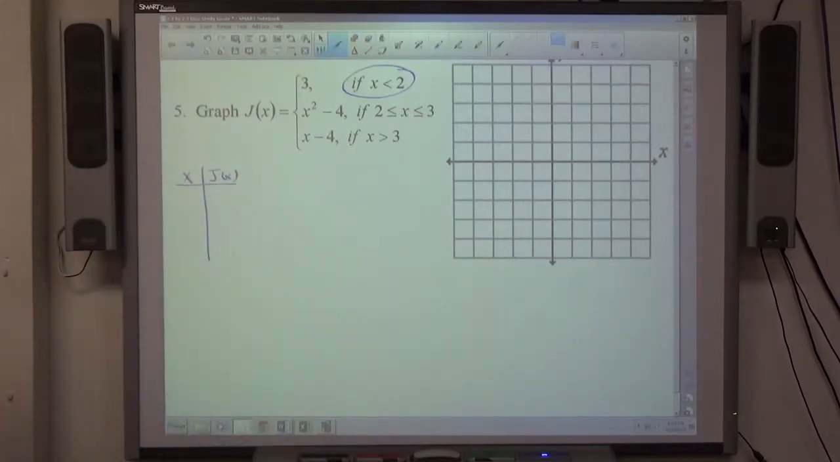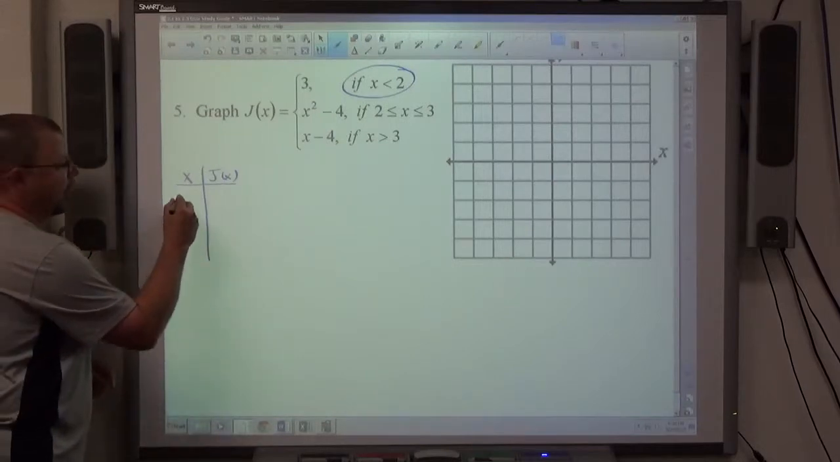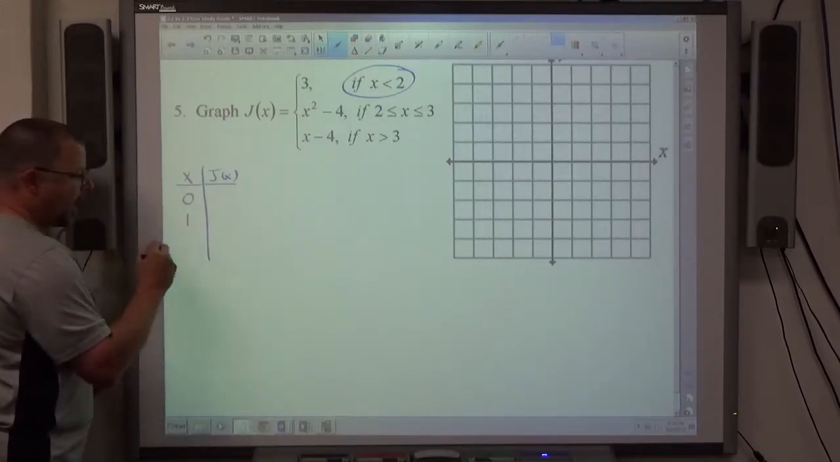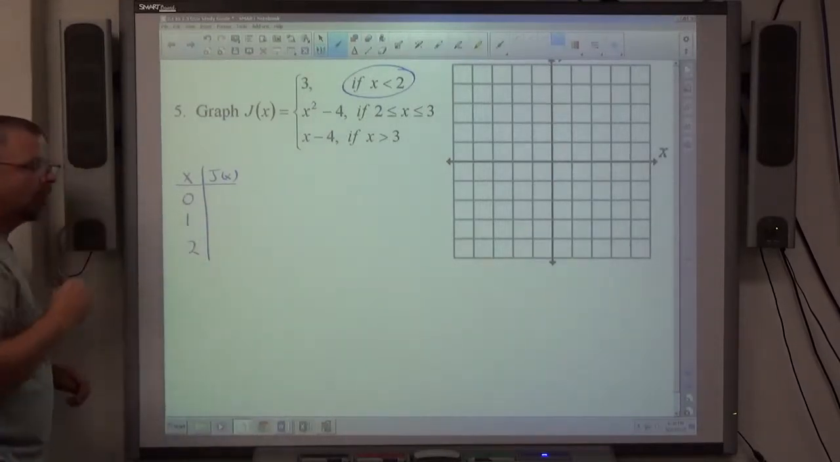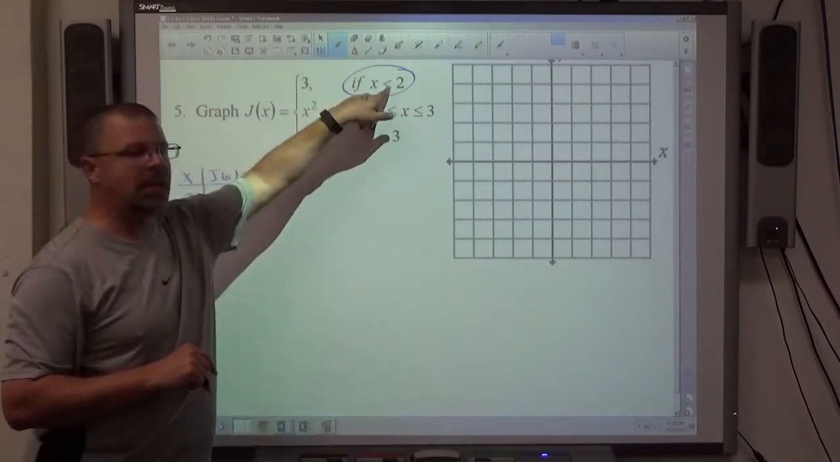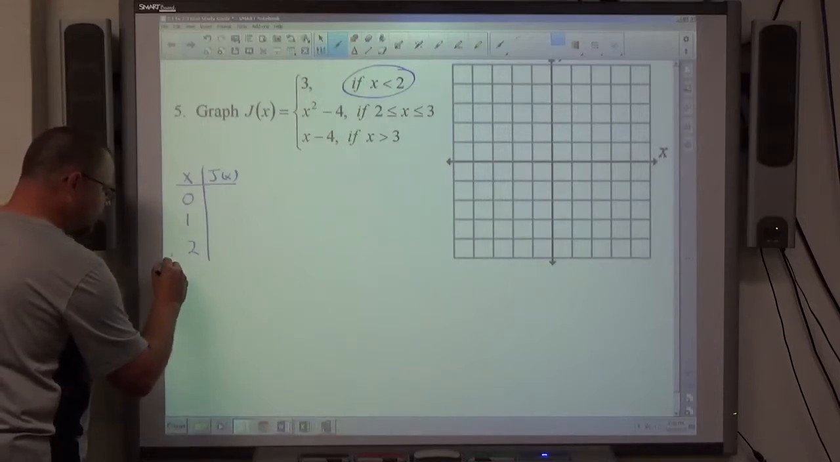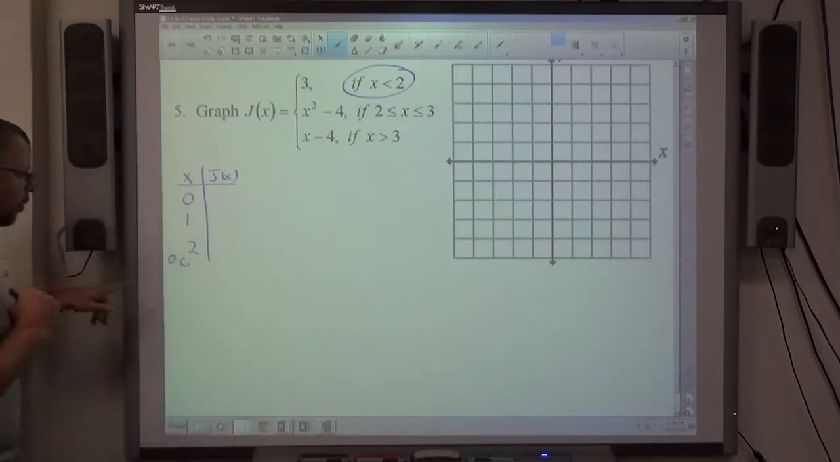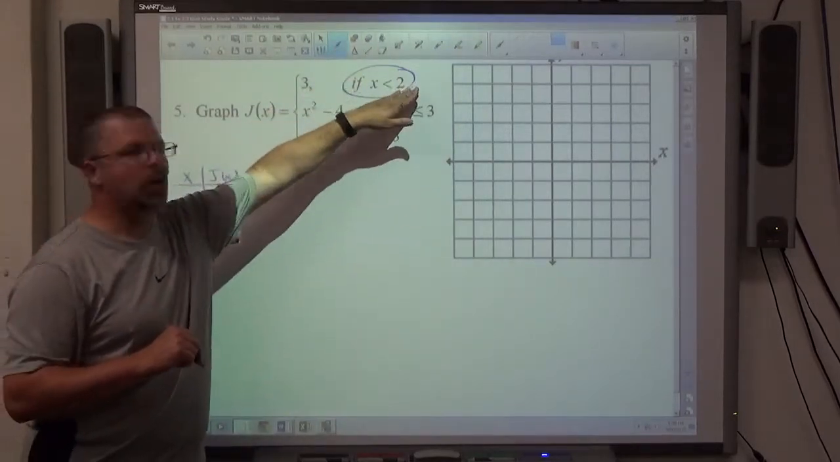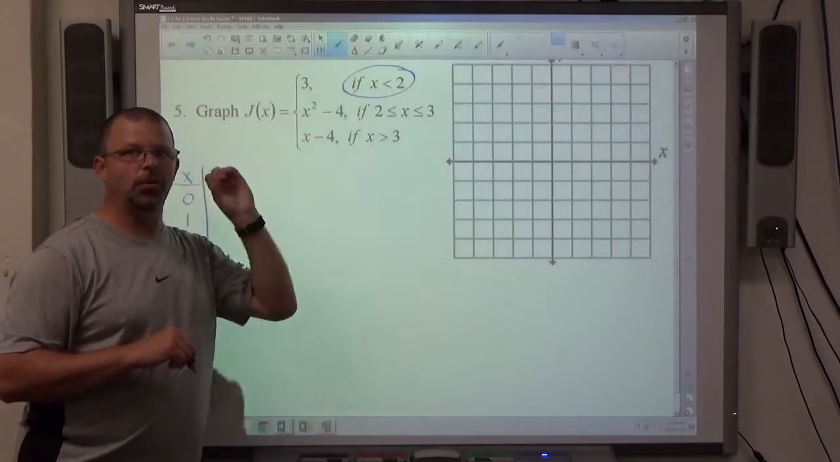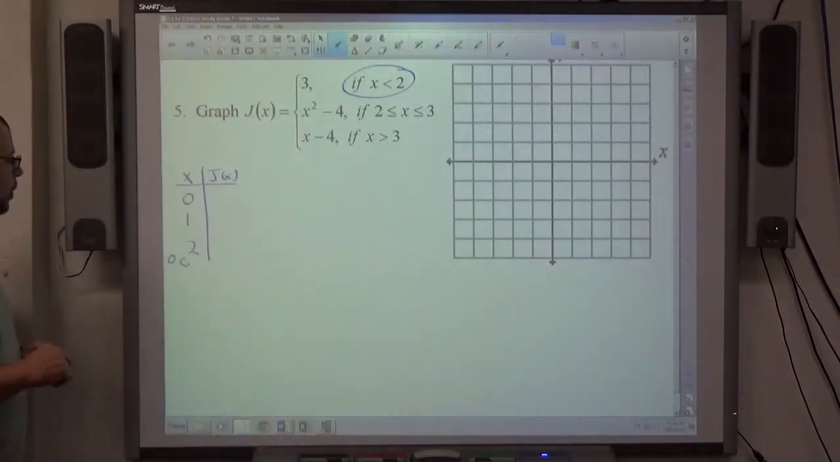Anything less than 2 is going to get me an answer of 3. So I'm going to pick numbers less than 2, 0 and 1. And I'm also going to pick 2, even though I'm not supposed to because it doesn't say equals 2. But I'm going to pick 2. I'm going to break the rules here and be kind of drastic here. I'm going to put OC, open circle, meaning that I know I'm not allowed to pick 2, but if I could pick 2, that's where it would be. So I'm going to put an open circle to represent it.